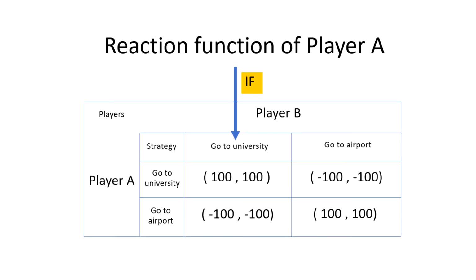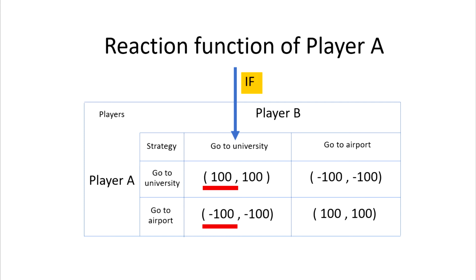Here, the reaction function begins with if player B does something. For example, in this case, if player B goes to university, what would player A do? So you see that the first number in the bracket is the payoff of player A. Then you compare 100 and minus 100.